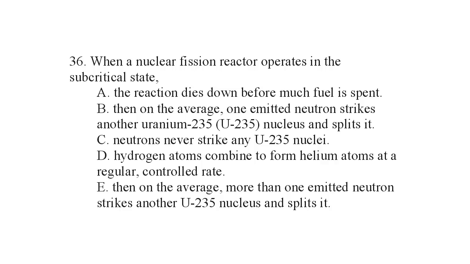Let's work our way back up from E to A. Choice E. On the average, more than one emitted neutron strikes another U-235 nucleus and splits it. U-235 being uranium-235, which is used in nuclear reactors. Well, in this case, you get a supercritical state, and that's dangerous because the reactor will probably overheat, and you'll end up with a situation called meltdown.